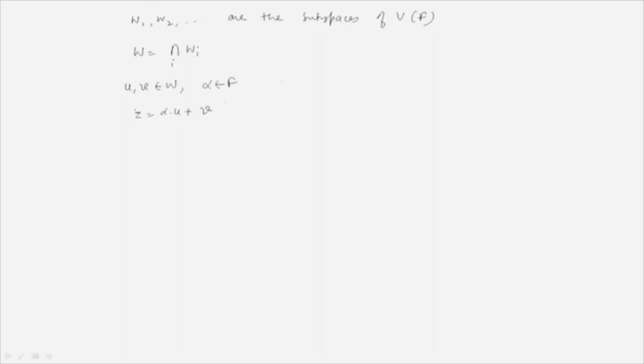Since u and v are in the intersection of Wi, this implies u and v belong to Wi for all i. And this implies alpha dot u plus v belongs to Wi for all i, because all Wi's are subspaces of V, so it must be closed with respect to addition and scalar multiplication. So this implies Z also belongs to Wi for all i, and this implies Z belongs to the intersection of Wi, because if it is in Wi for all i, it is in the intersection also. That means Z belongs to W, and that means this W is a subspace of this vector space V.